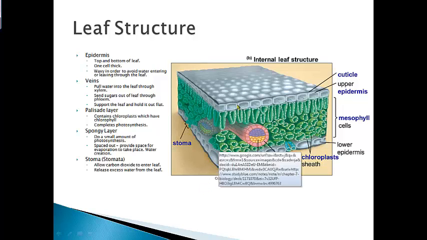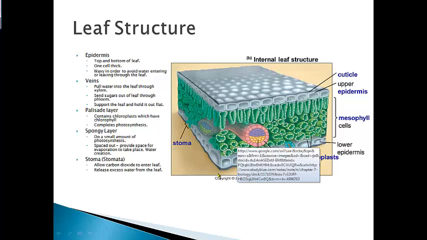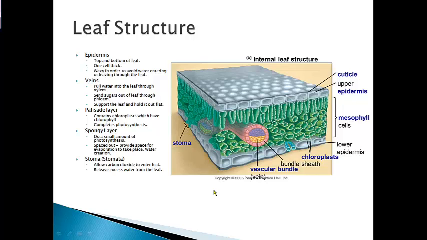The epidermis is also very waxy, so that extra water can't be absorbed into the leaf through the epidermis. Because we don't want water coming in through the epidermis. We want water to come in through the roots. Okay? So the epidermis is on the top and the bottom of the leaf. It's very waxy and it's only one cell thick.